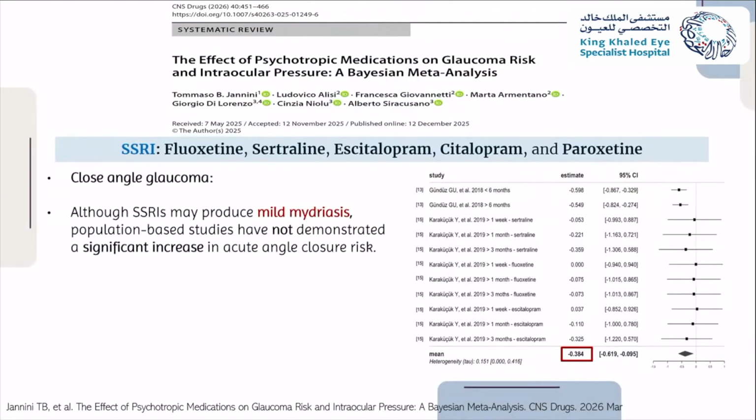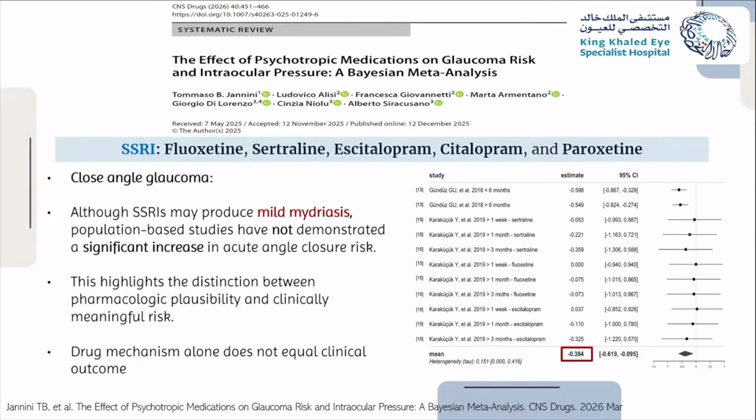For angle closure glaucoma, we know that those medications have an anticholinergic effect, so they will cause mydriasis. But actually, this mydriasis does not significantly increase the intraocular pressure, so it will not lead to acute angle closure glaucoma. So from this slide, I want to highlight that some pharmacological effects will not be represented clinically. The drug mechanism alone does not equal the clinical outcomes for all medications.